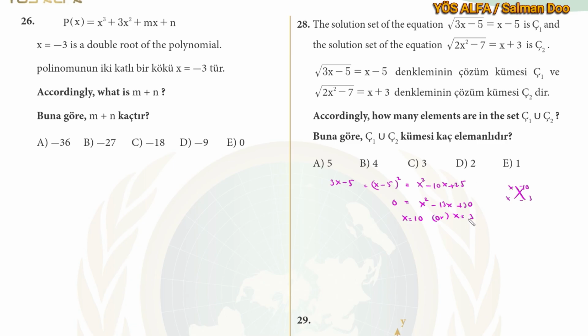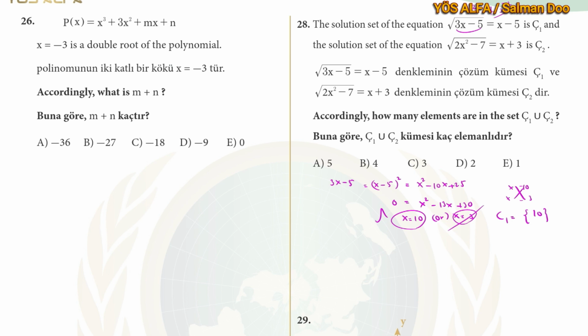Let's substitute these values back into the given equation and see if everything checks out. When x is equal to 10, we have 30 minus 5, which is 25, and the square root of which is again 5. And x is 10, 10 minus 5 is 5, so the first one is okay. X is equal to 10 is fine. When x is equal to 3, we have 9 minus 5, which is 4. Square root of 4 is 2, and on the right hand side of the equation, we have 3 minus 5, which is minus 2. Since 2 is not equal to minus 2, x is equal to 3 is eliminated. So C1 is 10 only.